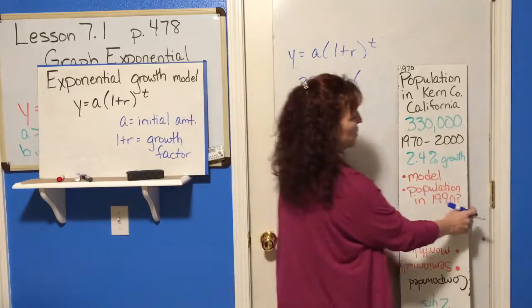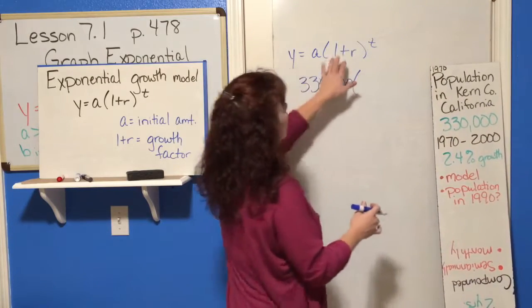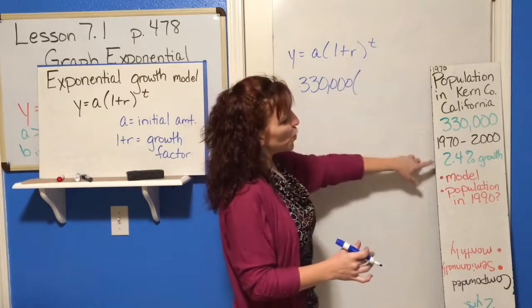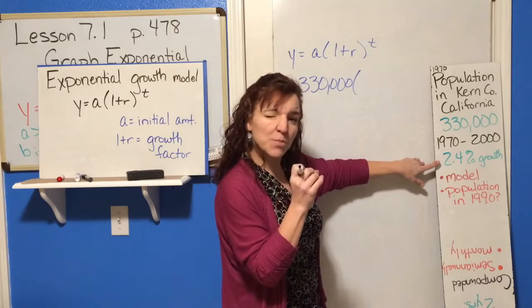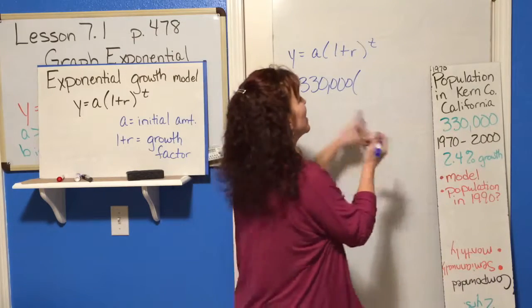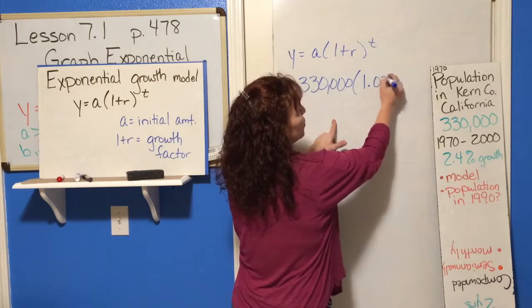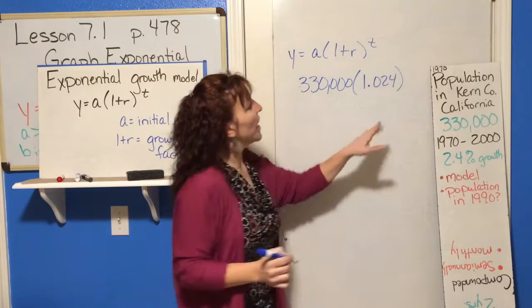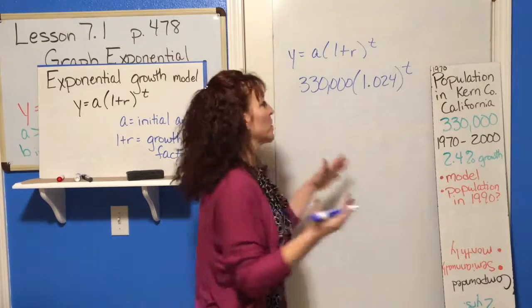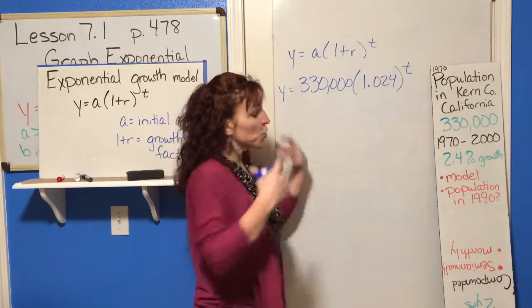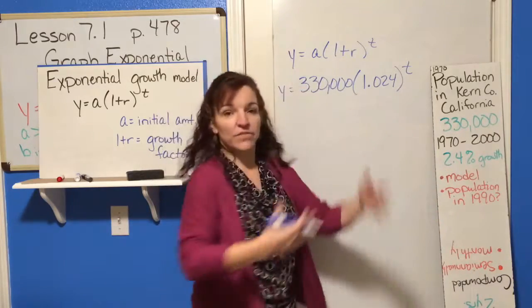I'm going to have to move this over, but that's okay. Make sure it's not out of the picture though. All right, 1 plus the rate. So the rate is 2.4%. Remember, we have to change that to a decimal, so we move the decimal 2 places to the left. So 1 plus that is going to be 1.024. And the amount of time is going to be the number of years that we're talking about. So for the first question, write a model demonstrating that growth rate. Ta-da! That's all you have to do.